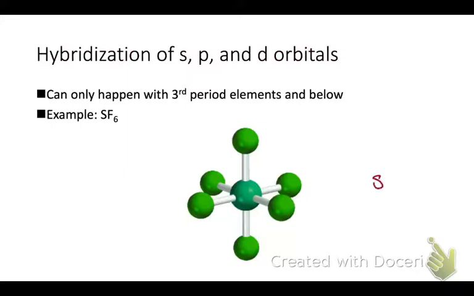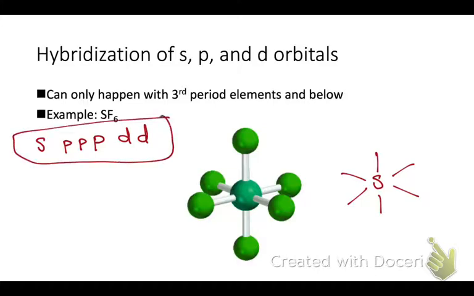So this is sulfur, with 6 covalent bonds. It means sulfur needed to mix one S with 3 P's, and that gives you 4, and 2 D's. If it mixes all of them together, then I'm going to have 1, 2, 3, 4, 5, 6. Each one of those is called sp3d2. Exactly what it's made of. It's made of 1 S, 3 P's, and 2 D's.